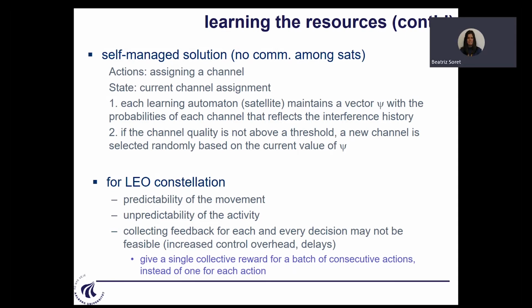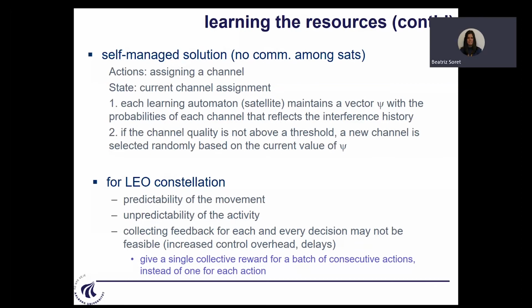So the next step would be to look more into a self-managed solution, as I said, if possible, without communication among satellites, where the action is assigning the channel and the state is the current channel assignment. And each satellite should maintain a vector with the probabilities of each channel that reflects the interference history. And when the channel quality is not above a threshold, then a new channel is selected randomly based on this vector.